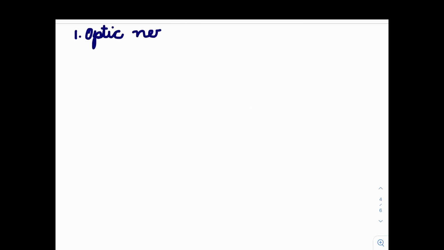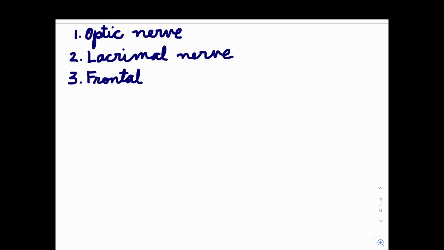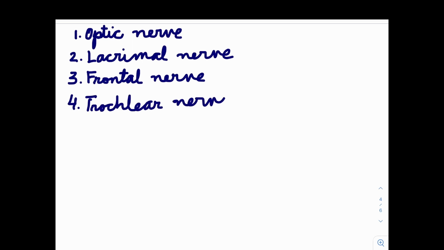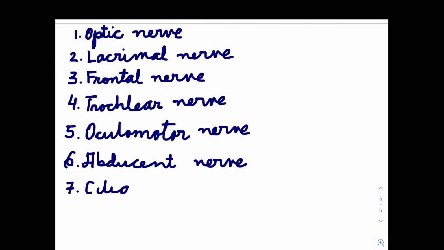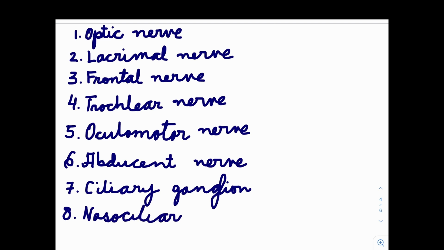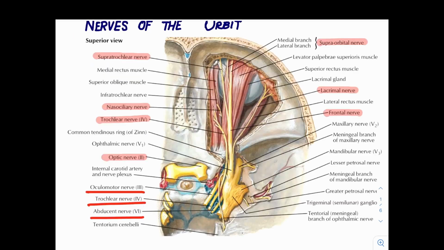The nerves of the orbit are as follows: the optic nerve, the lacrimal nerve, the frontal nerve, the trochlear nerve, the oculomotor nerve, the nasociliary nerve, the abducent nerve, and the ciliary ganglion. So first of all, let's discuss the optic nerve.